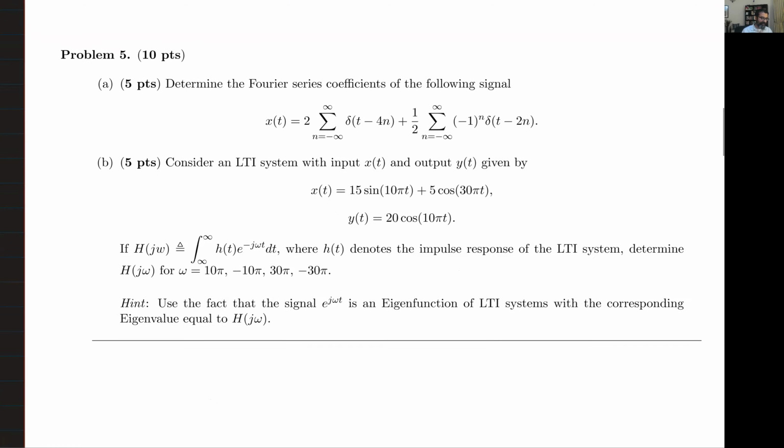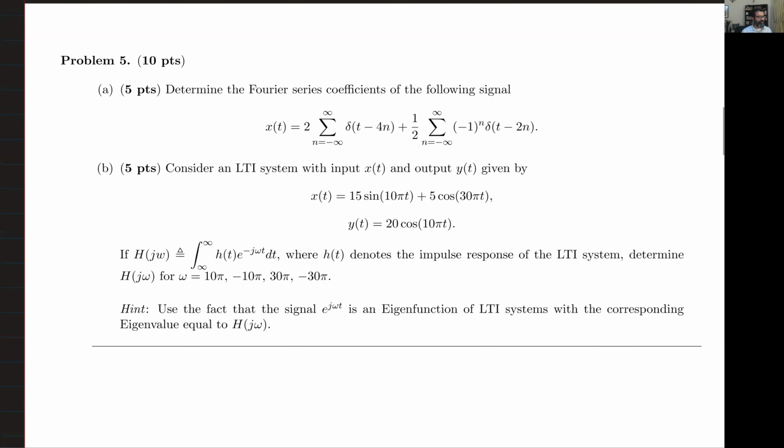So here is also another problem from perhaps another midterm exam from a few years ago. The first question is, let's do part A first, right? So you're required to find the Fourier series coefficients for this signal.